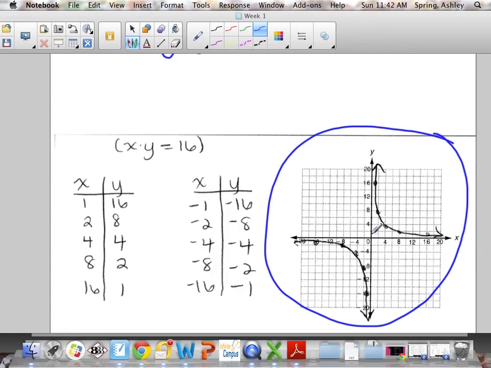And that question that I asked about, will we go through the origin? The answer is no. And that makes sense when you think about it, because if you have 0 as your input, there's nothing that you could multiply 0 by to get a product of anything other than 0. So we could never have 0 times 0 equals 16, or 0 times 0 equals 32, or whatever the constant of variation is. So (0, 0) will not be a point in inverse variation.